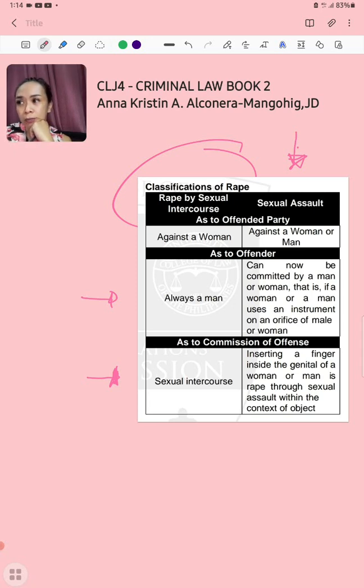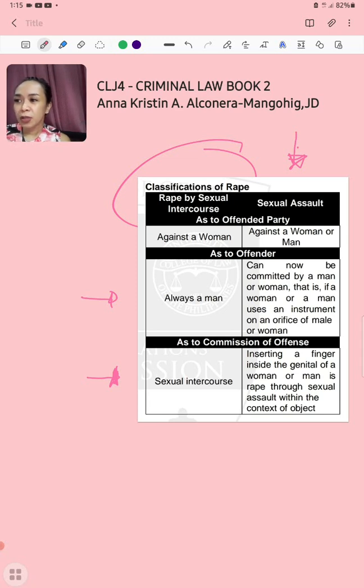Hindi rin rason na hindi siya nalabasan. No, for example, hindi nalabasan yung lalaki. It's not as to how, when, or how many times na nag-ejaculate yung lalaki. The moment that there is penetration, the labia of the girl, no, yung sa labas na portion ng organ ng babae, na touch na yun, there is already consummated rape. Again, there is no frustrated rape kasi mere touch in the labia already consummates the crime.